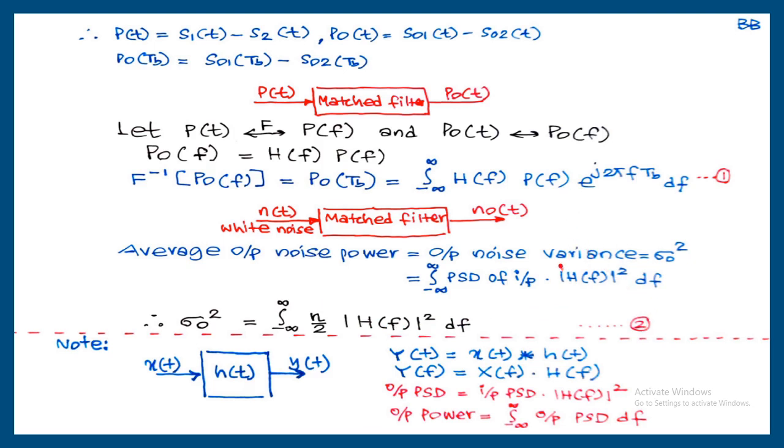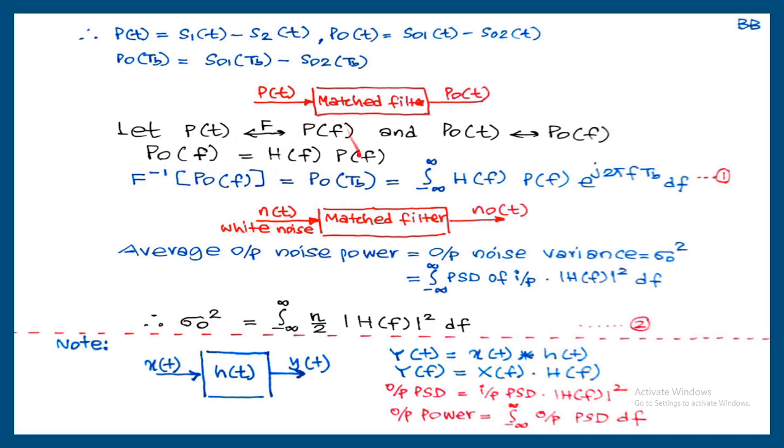So we got two equations. One equation is p0(TB), the second equation is sigma 0 square. This is a signal quantity and this is a noise quantity. So we want a signal quantity divided by a noise quantity for calculating the signal to noise ratio. But this is a square quantity and this is not a square quantity. So this should be squared and divided by this. That is going to give the signal to noise power ratio.